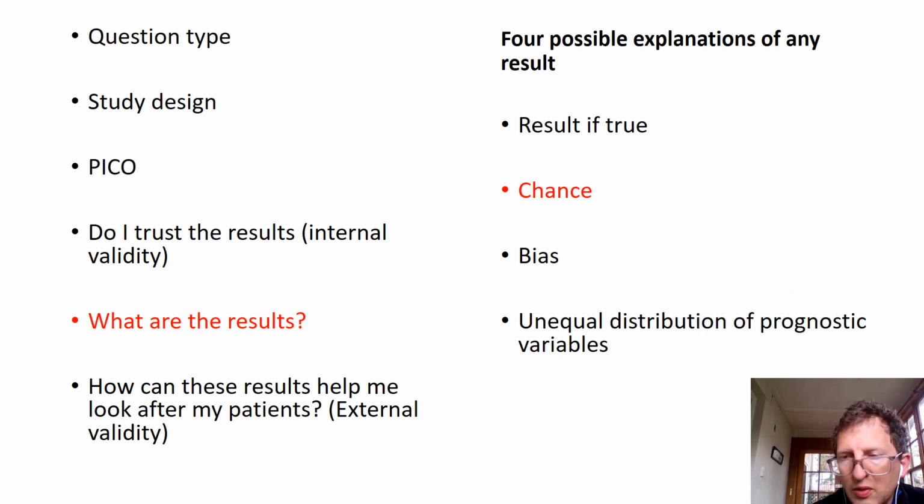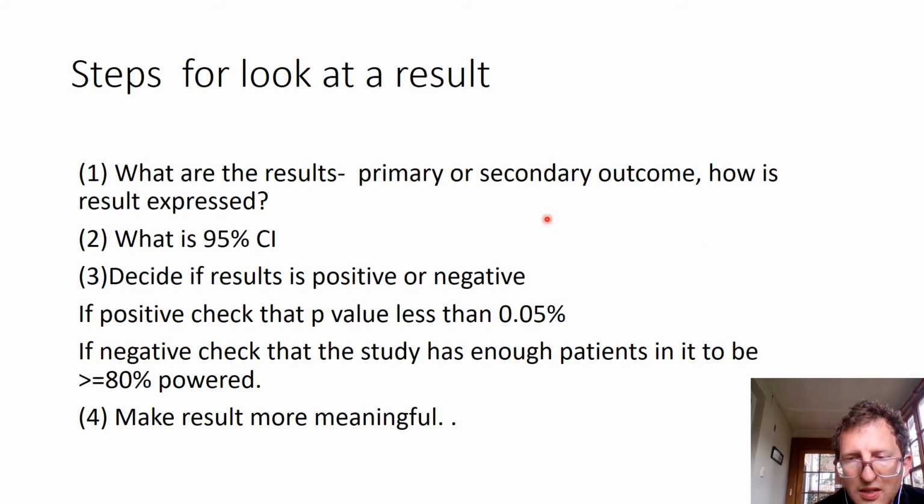And then we went through the system of actually how you look at a result. Essentially we just introduced the broad idea, which is: is it a primary or secondary outcome? Because it's the primary that we're chiefly interested in. How is the result expressed? Is it a ratio, like a relative risk, hazard ratio, or odds ratio, or is it an absolute difference? And we tried to point out the difference between those. We then said that the next thing you do is go to the 95% confidence interval. We did define that because we thought that was a useful one to understand.